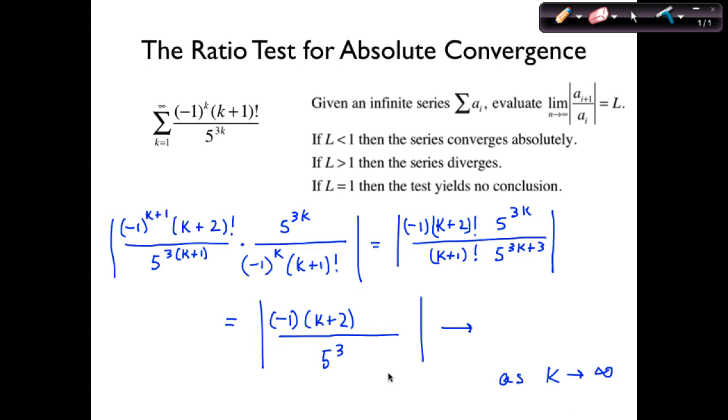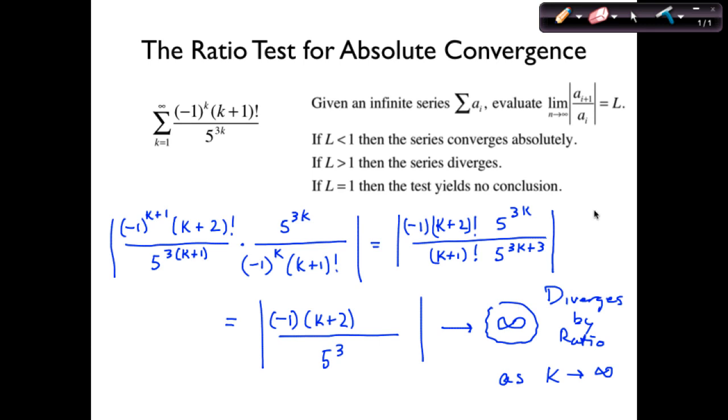What happens to this ratio as k gets big? Gets big, right? Conclusion? Diverges by ratio test. Or in other words, the sequence of multipliers from one term to the next keeps growing and growing and growing. So it's going to blow up when you try to add it all together.